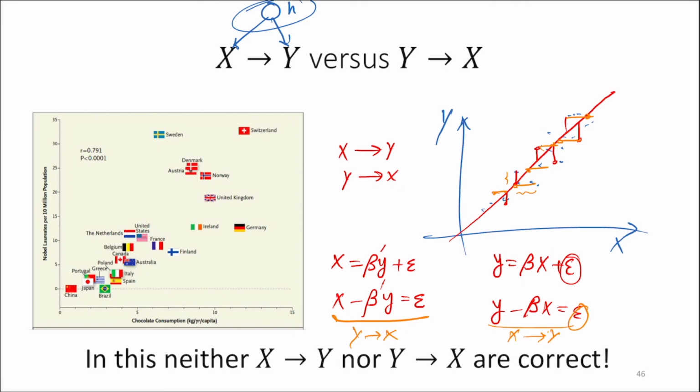There's a paper by my colleague Kun Zhang that explains why this is the case. You need the noise to be non-Gaussian in order to answer this question, assuming that there is no hidden confounder. So I'm going to end this section of the tutorial.